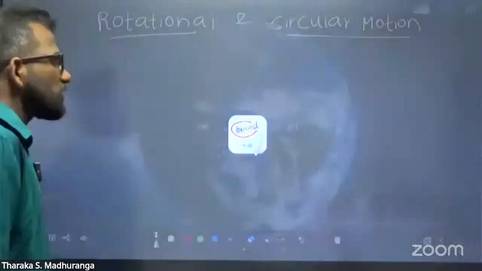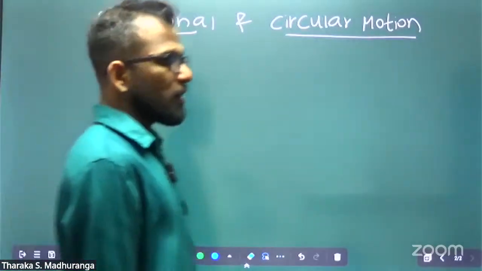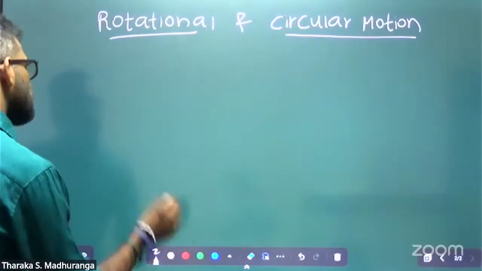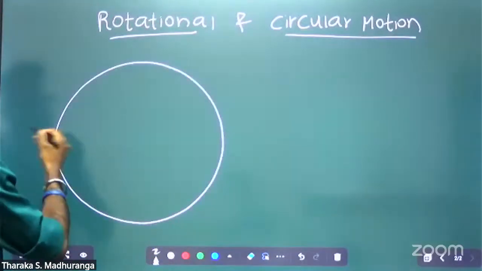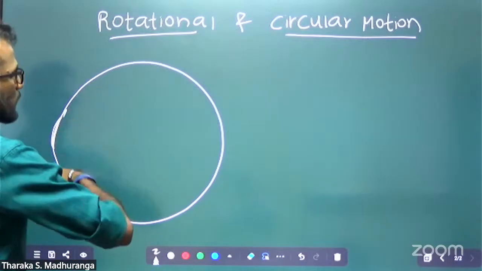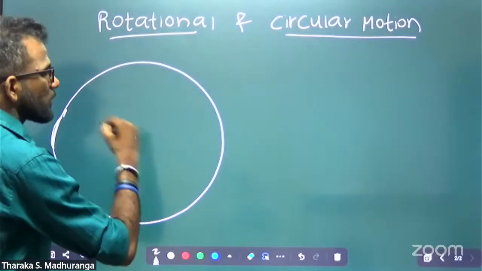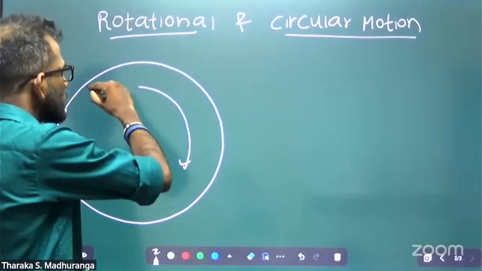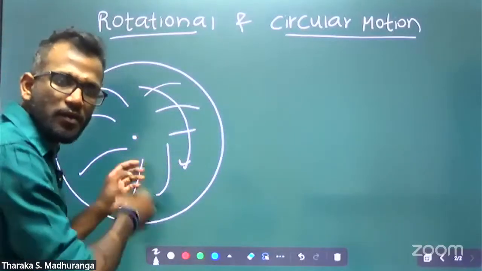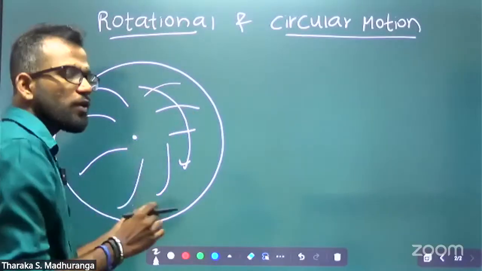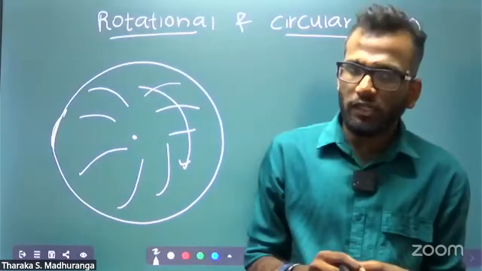Okay, now let's move into our definitions. The rotational motion, that's the meaning. Think of a rotational plate, a metal plate. This is the rotational axis. When this plate is rotating around this axis, that we call rotational motion.